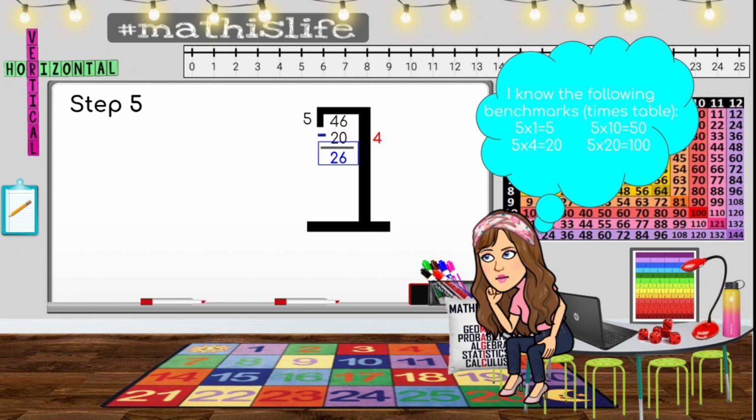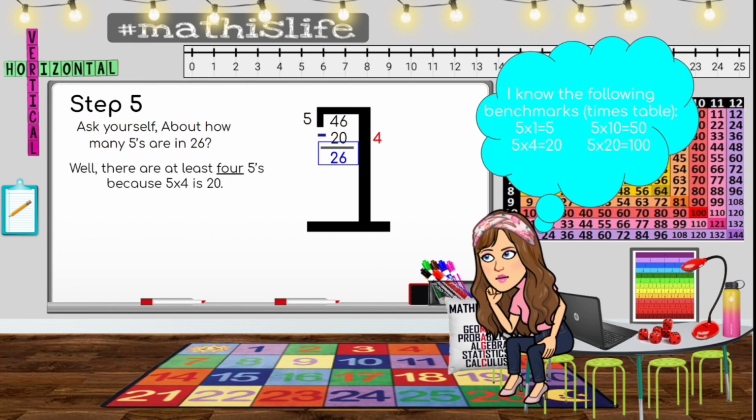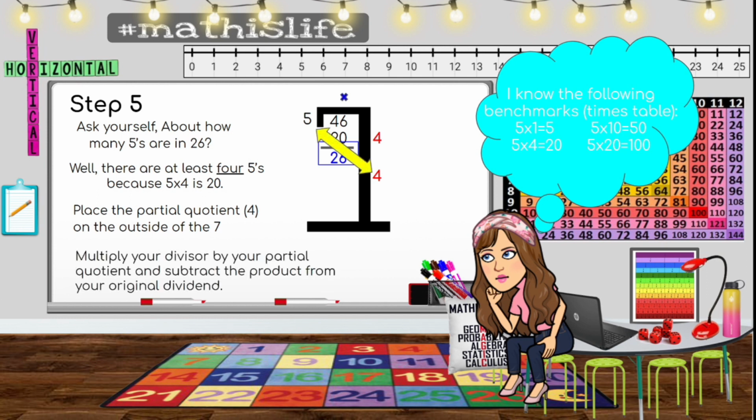Next, we're going to ask ourselves again how many 5s are in 26. Well, I know that 5 times 4 is 20, so there's at least another 4 fives in the 26. So I'm going to put my 4 once again. I'm going to place the partial quotient, the 4, on the outside of the 7, and multiply my 4 by the divisor, the 5. Once you do that, you're going to subtract your 20 from your 26 to once again find out what's left. And there's still 6 that has not been grouped.